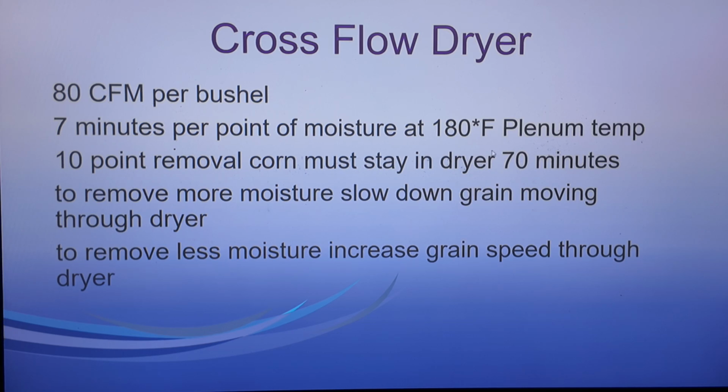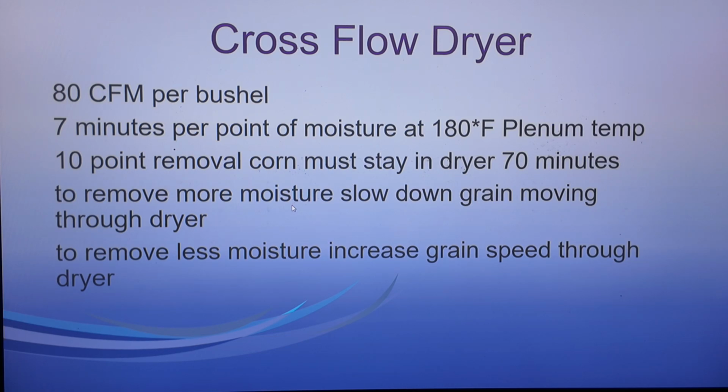So don't be making adjustments to your dryer real often. Like coming to your dryer, make an adjustment, half hour later, make an adjustment again. It's just something to keep in mind that it takes 70 minutes if you're removing 10 points on 180 degree plenum with 80 CFM per bushel in a screen type continuous flow.